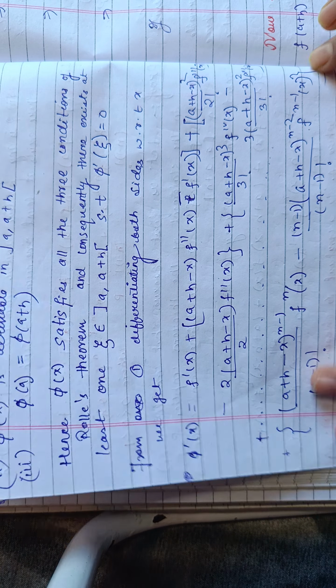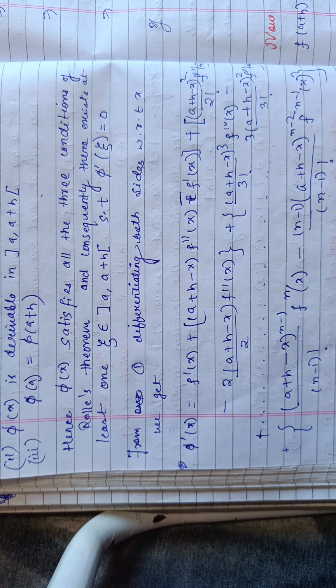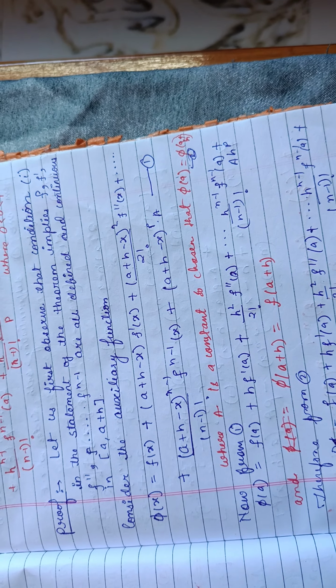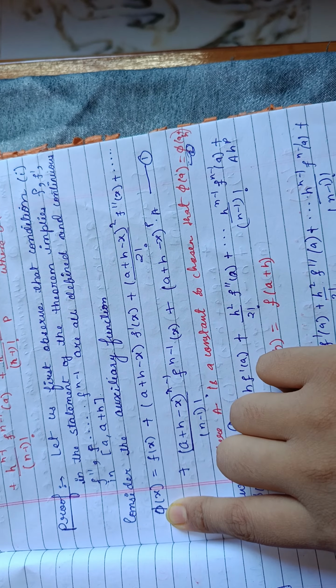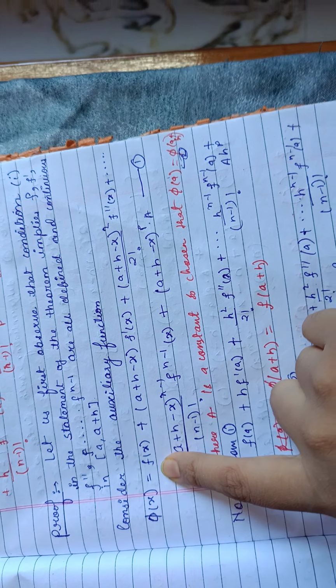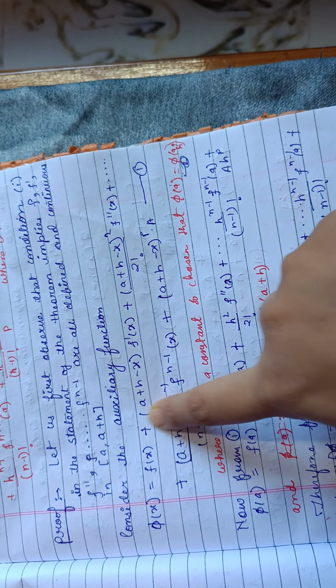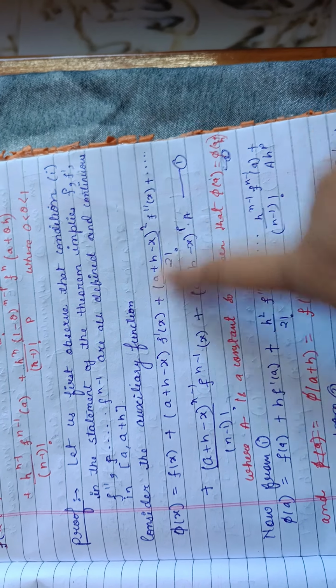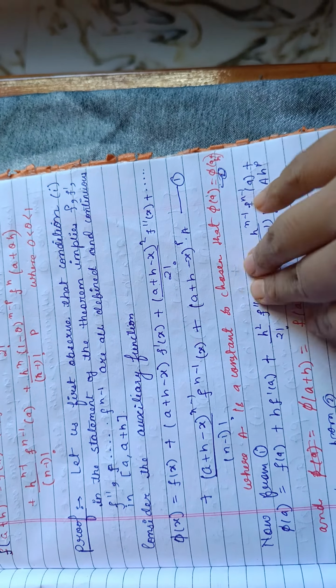Now from equation 1, what was the equation 1? This was the equation you have to differentiate. Simply, phi dash x will become f dash x, okay, and now you have to use the product rule here, till the last term. Okay, you have to differentiate it.